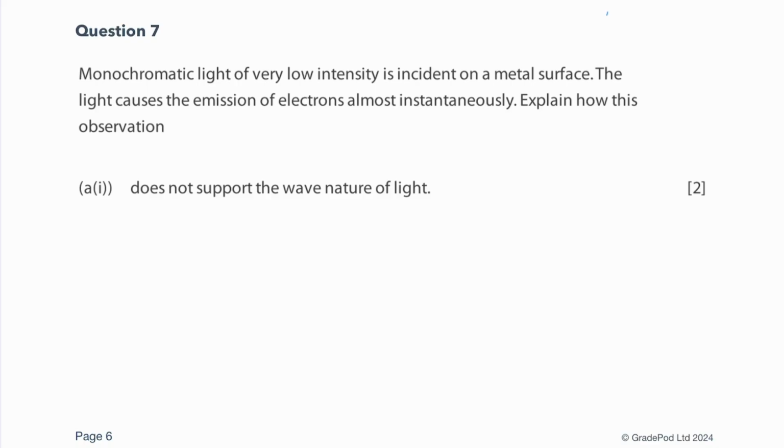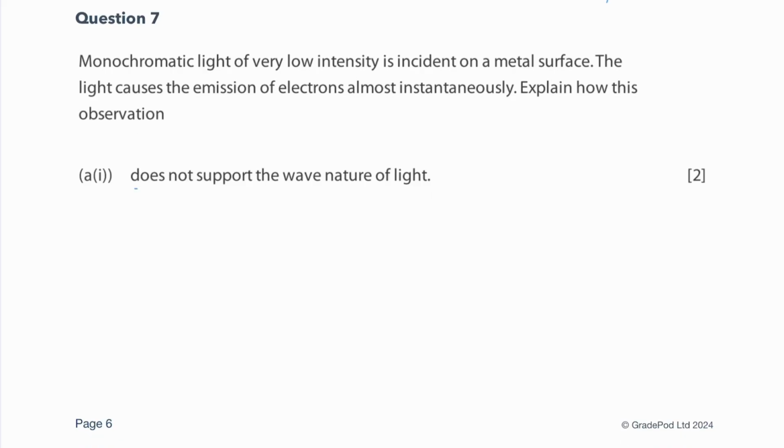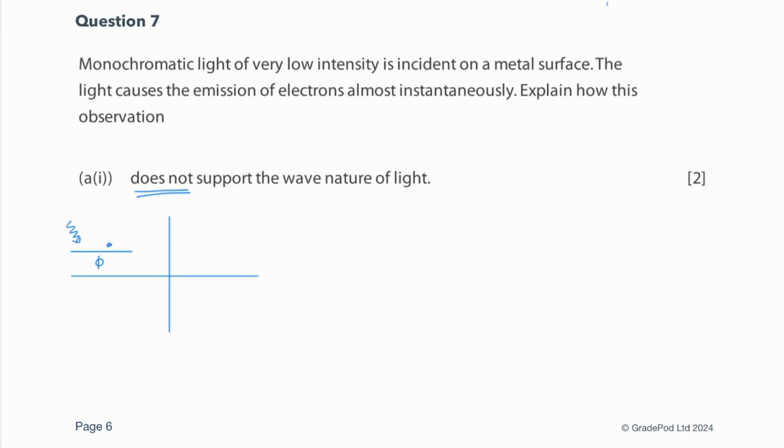Question 7. Monochromatic light of very low intensity is incident on a metal surface. The light causes the emission of electrons almost instantaneously. Explain how this observation does not support the wave nature of light. Let's just draw a little diagram because we want to do an explain question. We've got our photoelectric surface, the work function. We've got low intensity light incident on that photoelectric surface, and the electron is instantaneously emitted.